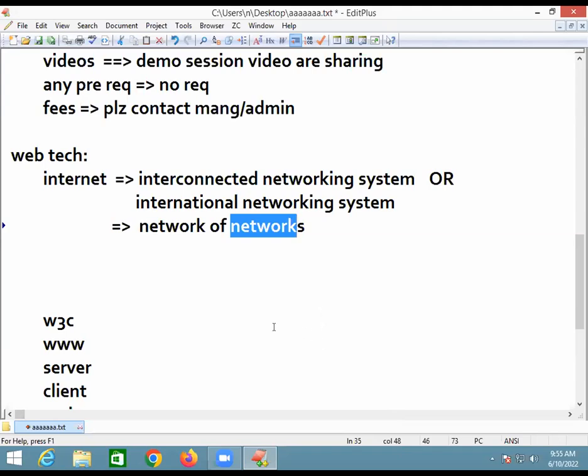How do we establish this networking, sir? By cable system. We connect cables from one computer to another computer. That type of environment is called LAN, local area network.